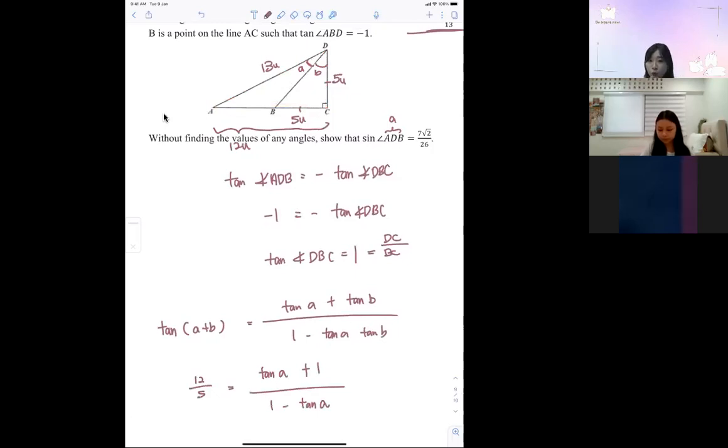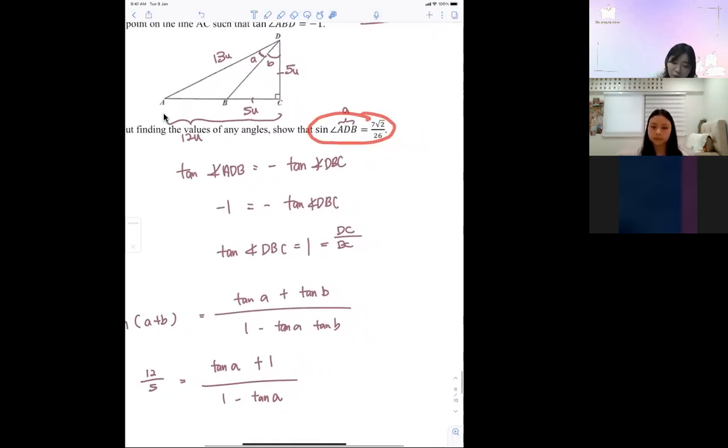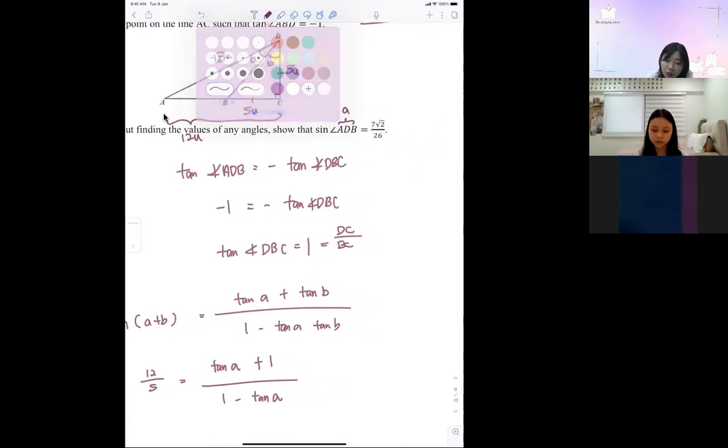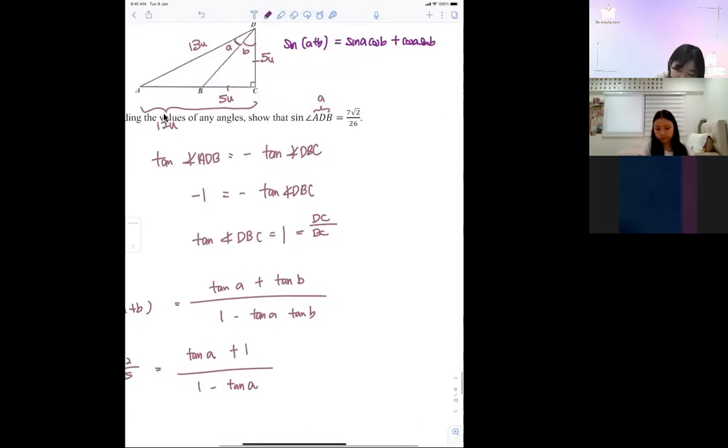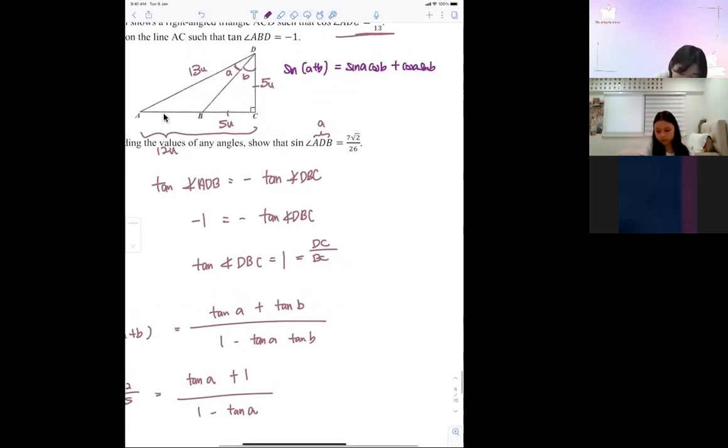Okay, let me show you what will happen if I get tricked and I use the sine addition formula. This one don't copy. So if we get tricked and we use the sine addition formula, you will have sine A plus B equals sine A cosine B plus cosine A sine B. So sine A plus B is 12 over 13, opposite over hypotenuse. Sine A, I don't know.